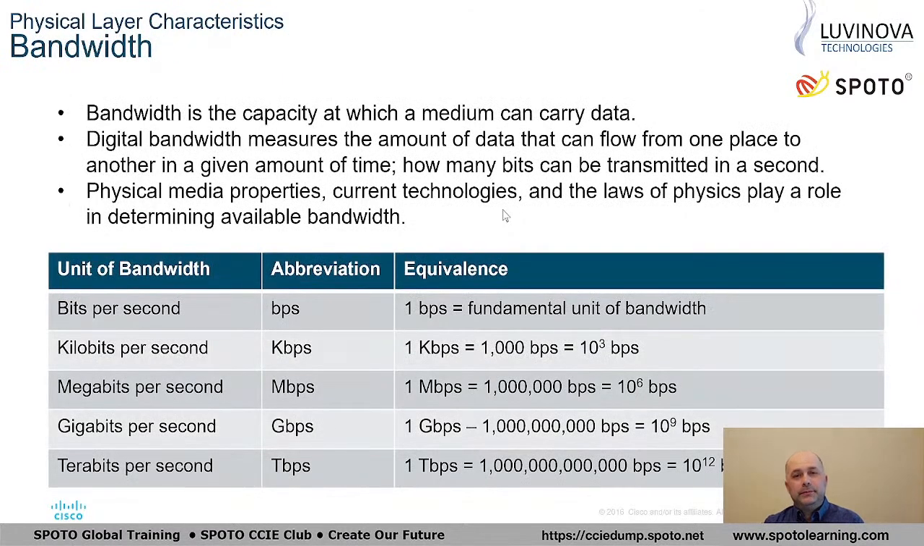Now, bandwidth. These terms you must know very well. Bandwidth is the capacity at which a medium can carry data. The bigger the capacity, the more data you can transmit over the medium. Digital bandwidth measures the amount of data that can flow from one place to another in a given period of time. The units of bandwidth are bits per second, bps, then kilobits per second, Kbps, megabits per second, Mbps, and gigabits per second, Gbps.